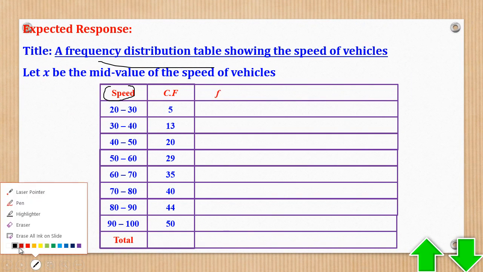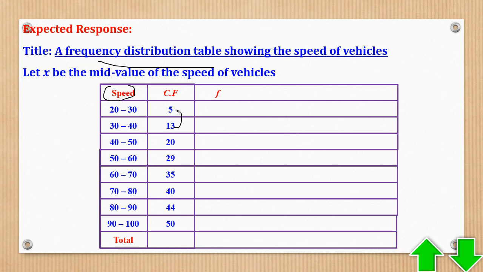Now, for frequency we subtract. So first of all we shall write 5, then 13 minus 5, 8, 20 minus 13, 7, 29 minus 20, 35 minus 29, 40 minus 35, 44 minus 40, 50 minus 44. So when you add all these ones, you'll be able to get the 50, which is in the scenario.